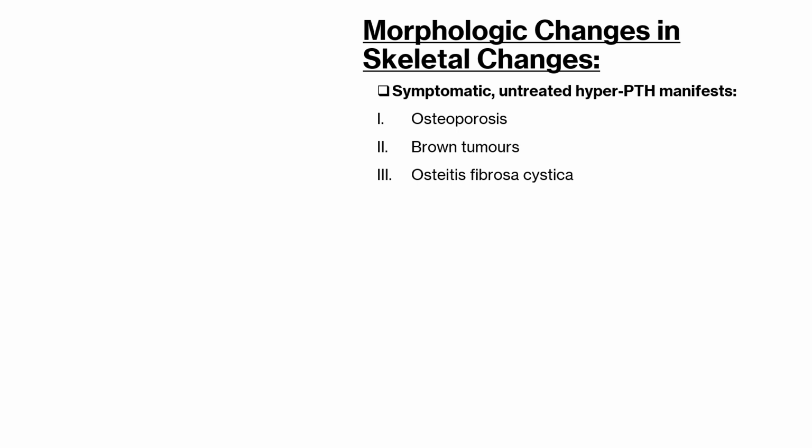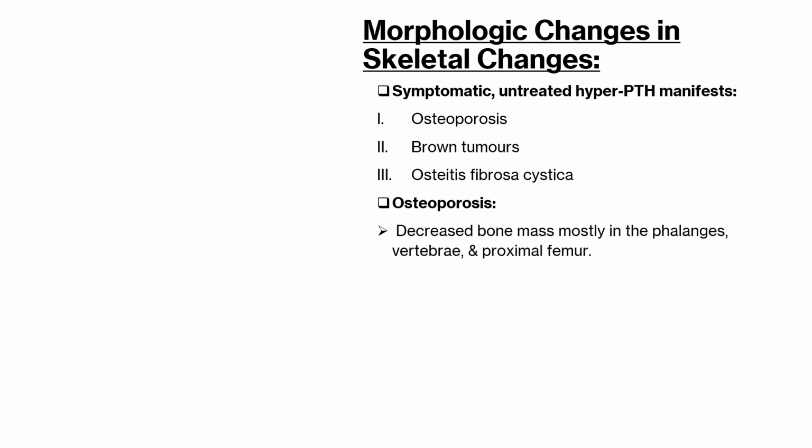Next, we see what effect hyperparathyroidism may have on our skeletal system if it remains untreated for a prolonged time. First, we see osteoporosis, brown tumors, and osteitis fibrosa cystica. Osteoporosis is due to increased osteoclastic activity in the cortical region as well as the medullary regions. In the cortical region, especially, it affects the subperiosteal and periosteal surfaces, and that results in decreased bone mass, mostly in the phalanges, vertebrae, and proximal femur.